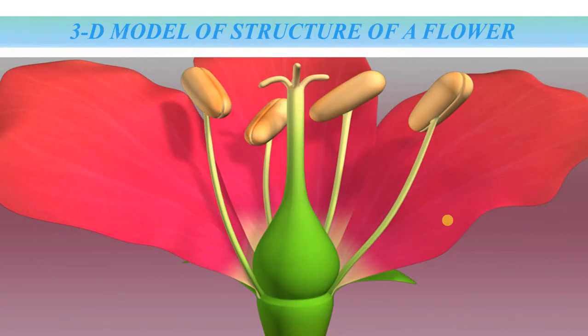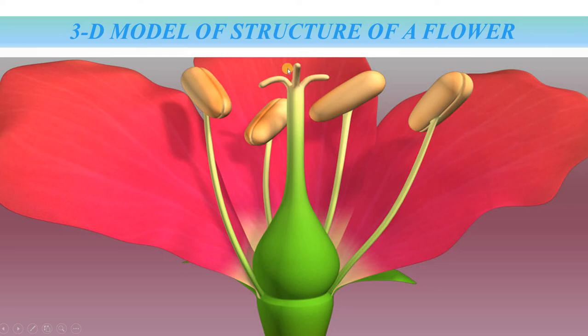Here you can see this is a 3D model structure of a flower. This part is the sepal. This red colored part is the petal. These all, 1, 2, 3 and 4, are the stamen, that is the male reproductive organ. Out of this, one is the anther. This tube-like structure is called the filament. And this one is the pistil, that is the female reproductive organ.